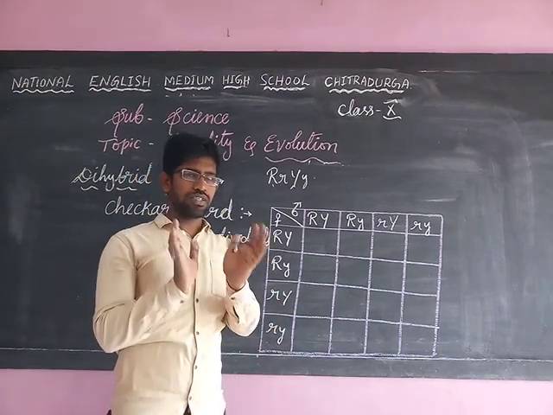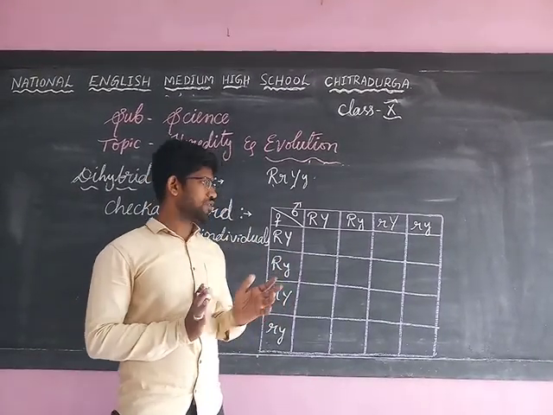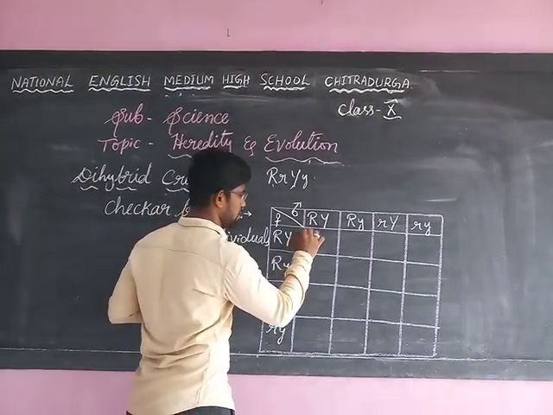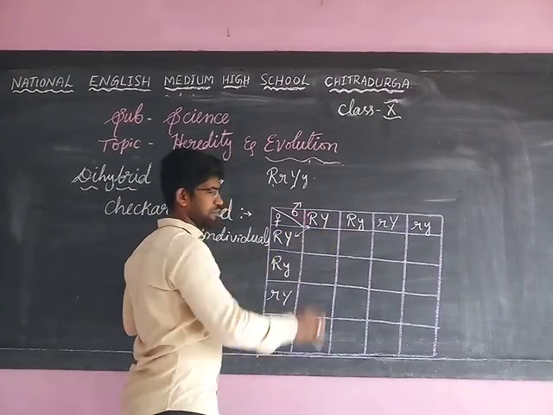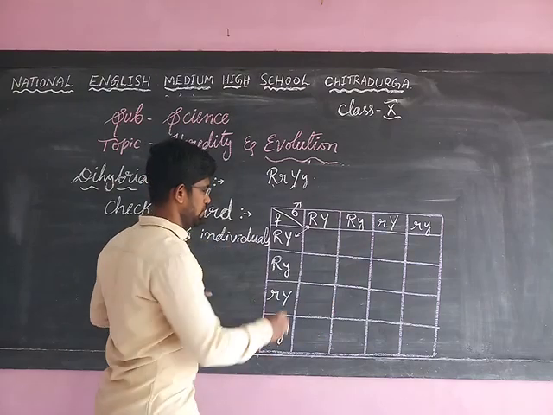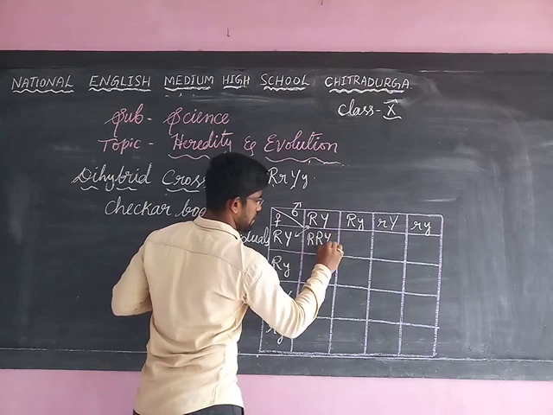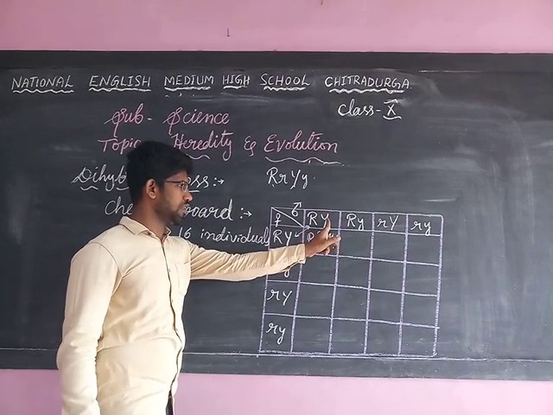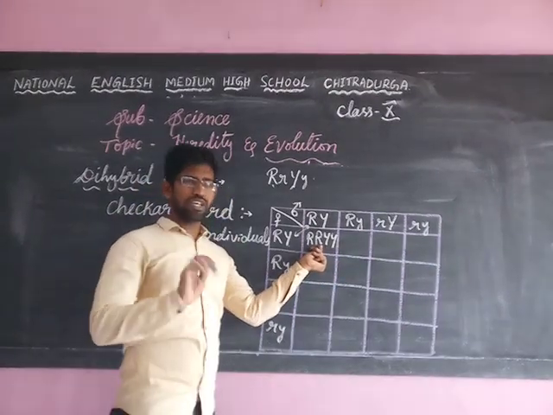Understood? Now let me explain carefully how we do the self-pollination with these gametes. First we take this one and this one, and the same gametes have to be written. One thing to remember, the capital letter should be written first. Then we take this one and this one: capital R, capital R, capital Y, capital Y, as written here in this first box. That means one individual we got.